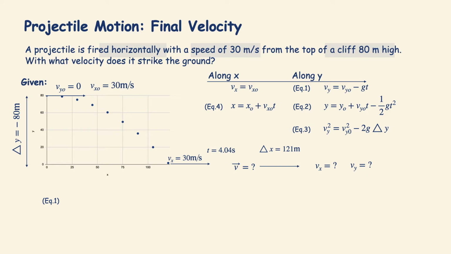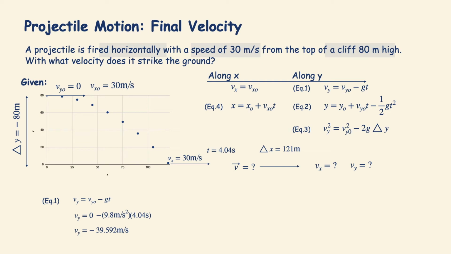So for the y component of the velocity, we can use equation 1, which is Vy is equal to Vy naught minus gt. So I will have that the y component of the velocity just before it hits the ground will be equal to the initial component, which was 0. Remember, the projectile was fired horizontally, minus 9.8 times the time that I actually determined in the previous two examples to be 4.04 seconds.